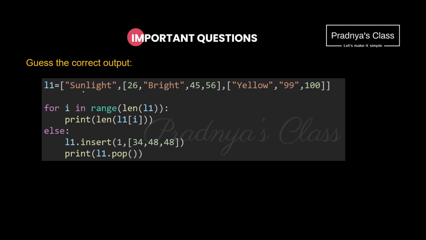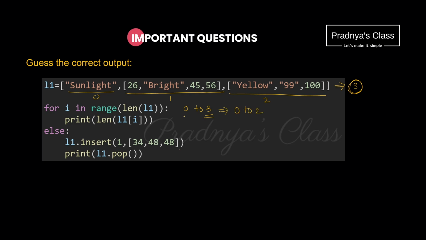Here is one nested list. This is the first element of the nested list. Here is the second element of the nested list, so at index 1. And here is the nested list which is at index 2. Look at the for loop. It is getting executed in the range of length of L1. Length of L1 means the number of elements in the L1. There are total 3 elements, so the length will be 3. It means this loop will get executed from 0 to 3. 3 is exclusive. Ultimately it is getting executed from 0 to 2.